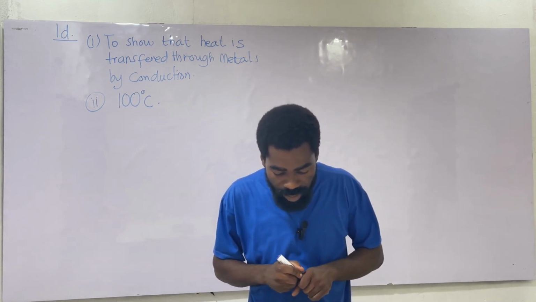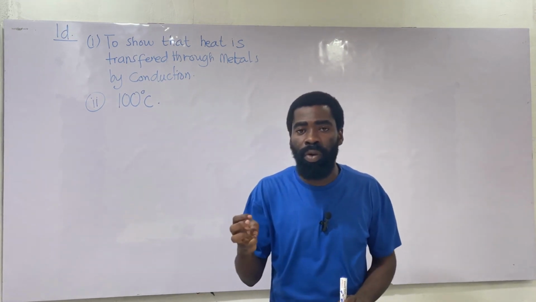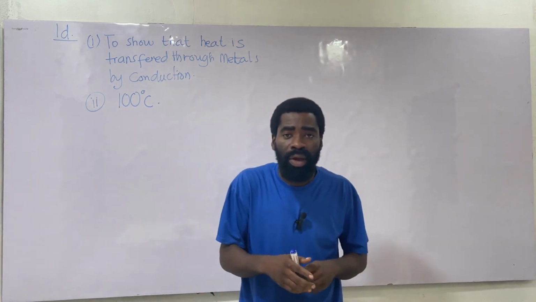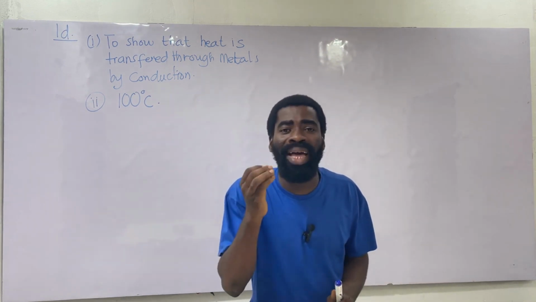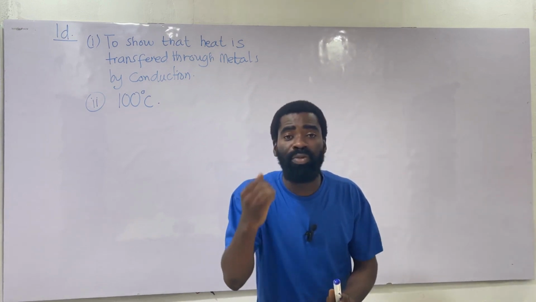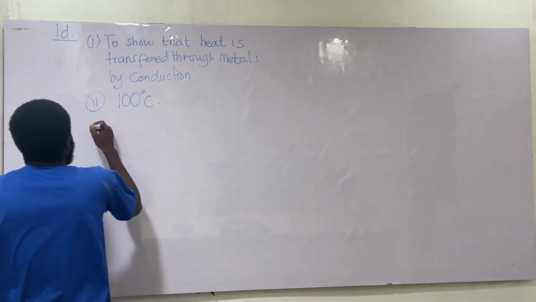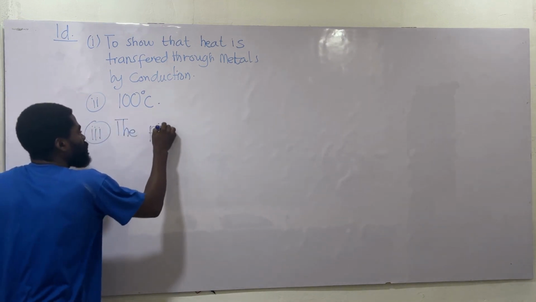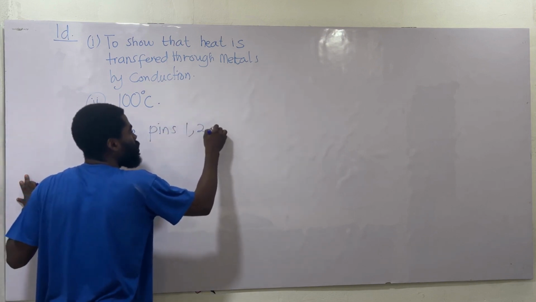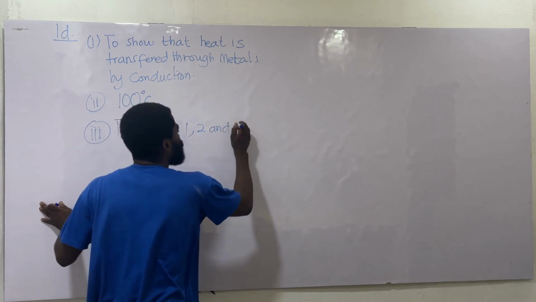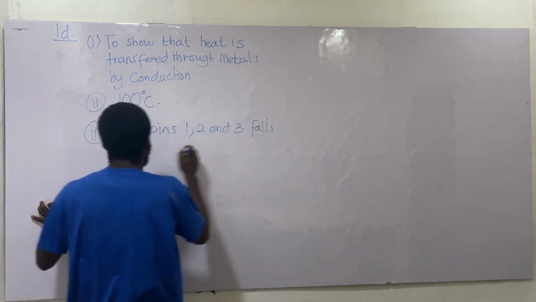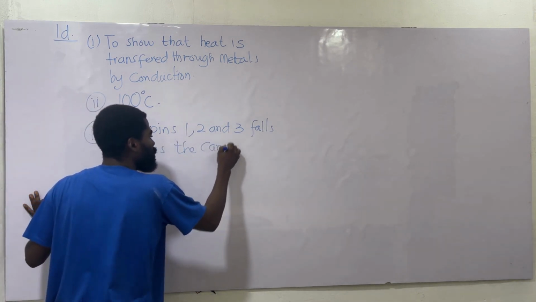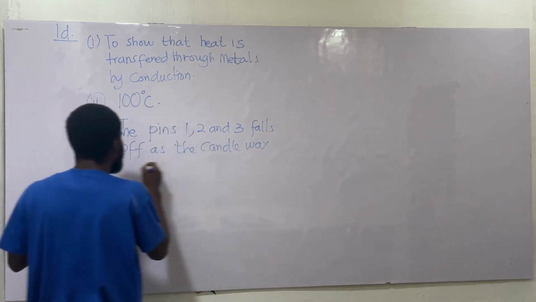Now, state the observation that will be made about the pins 1, 2, and 3. What will be the observations? What do we see about the pins in the diagram? As the heat is being transferred, the candle wax will melt. Then once it melts, the pins will begin to fall. So that will be the observation. Observation: the pins 1, 2, and 3 fall off as the candle wax melts.